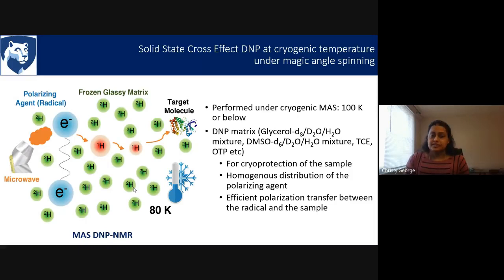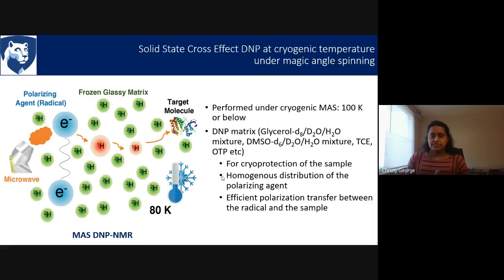So typically, we have to go down to a very low temperature, something like 100 Kelvin or below, to do this cross-effect based magic angle spinning solid state DNP. Now, when we go to such low temperature, some samples, for example, biomolecular samples, will not be able to tolerate such low temperature. If we are using, for example, proteins, they may get denatured at such cryogenic temperatures. So we have to cryoprotect our target molecule from this cryogenic temperature.